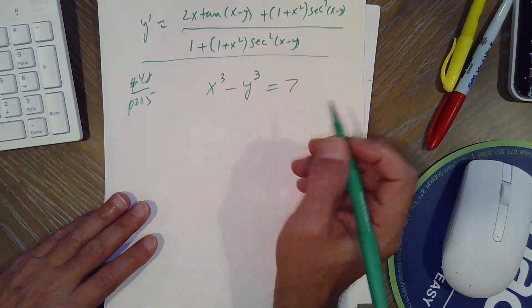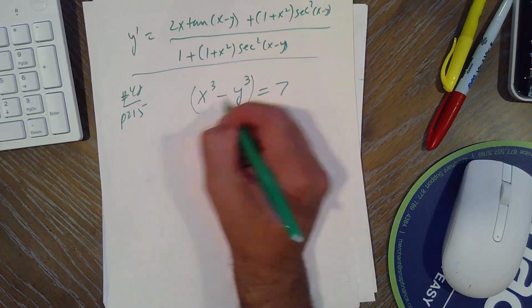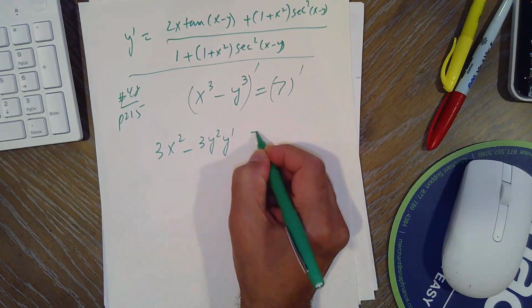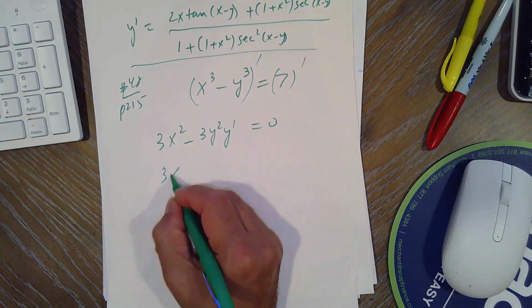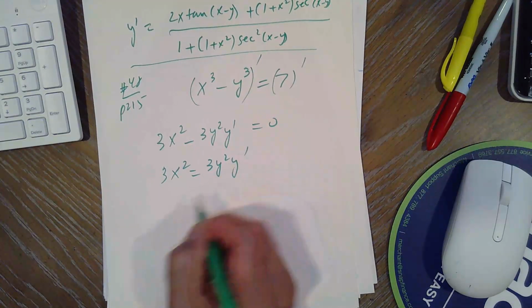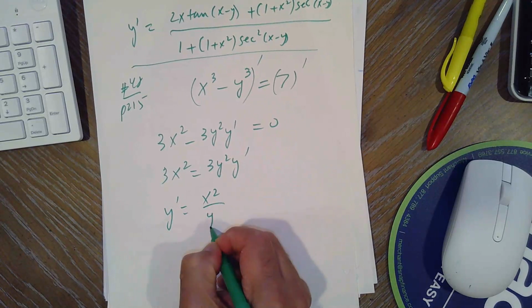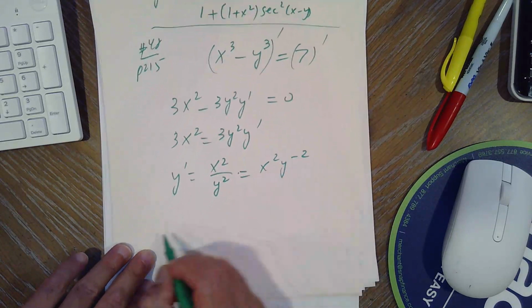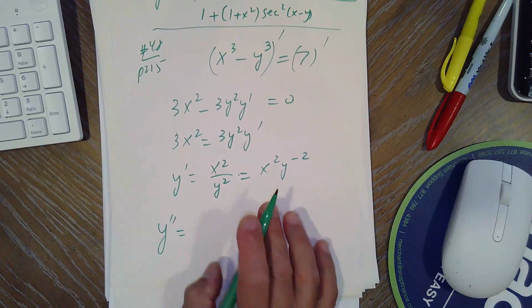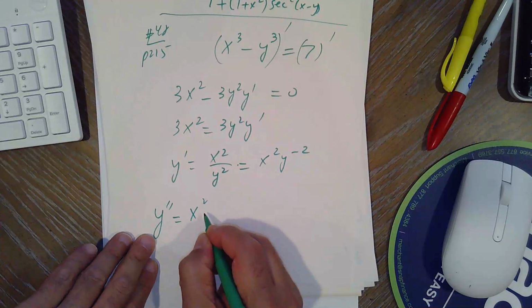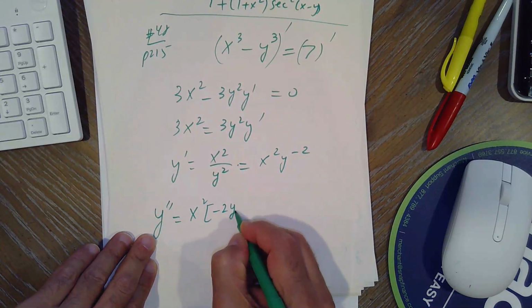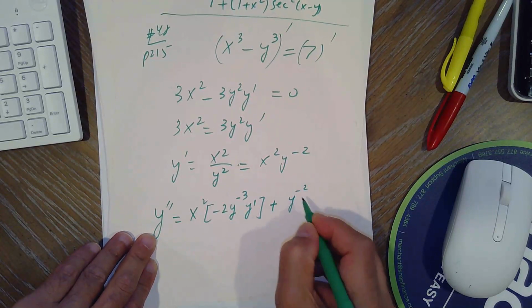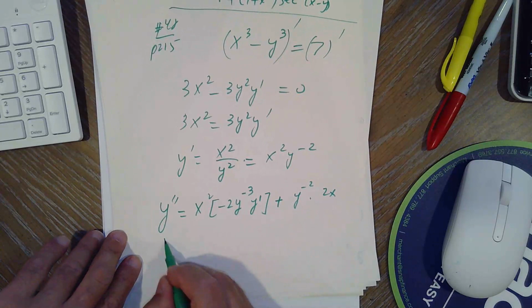Okay, so to find y prime, again derivative, so 3x squared minus 3y squared y prime equals 0. So x squared equals y squared y prime, so y prime is x squared over y squared, which can be written as x squared y to the negative 2. To do the second derivative, I'd rather do the product rule. So fix x squared, derivative of this guy is negative 2y to the negative 3 y prime, plus fix y to the negative 2 times derivative of that.